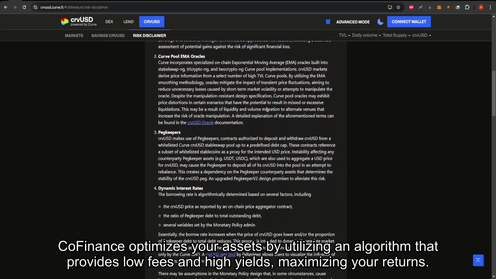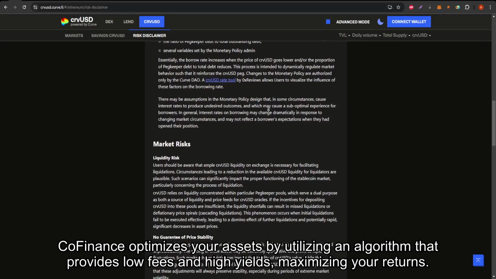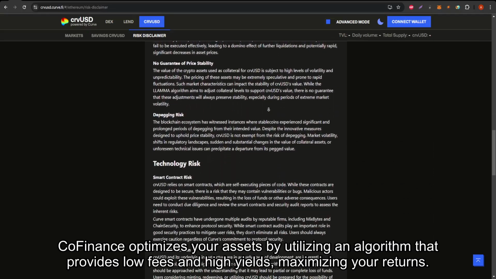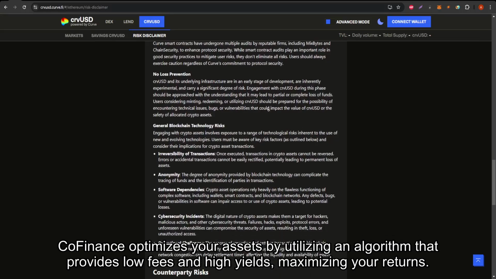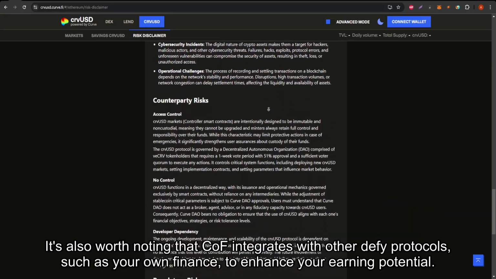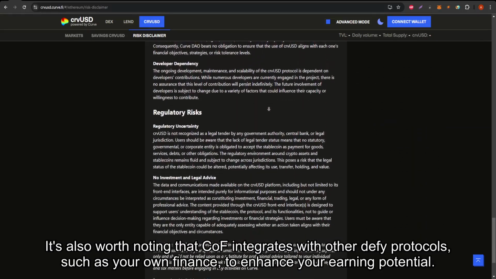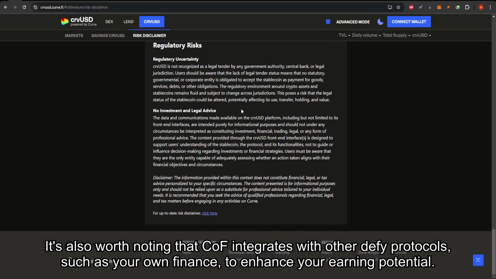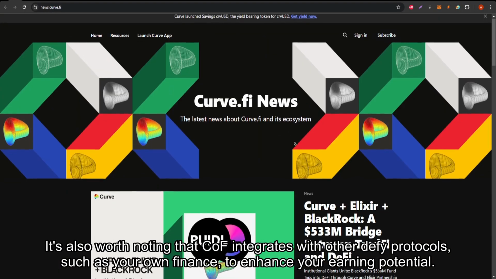Curve Finance optimizes your assets by utilizing an algorithm that provides low fees and high yields, maximizing your returns. It's also worth noting that Curve integrates with other DeFi protocols, such as Yearn Finance, to enhance your earning potential.